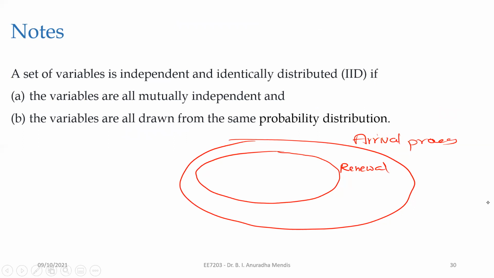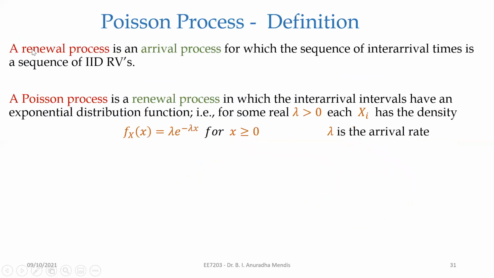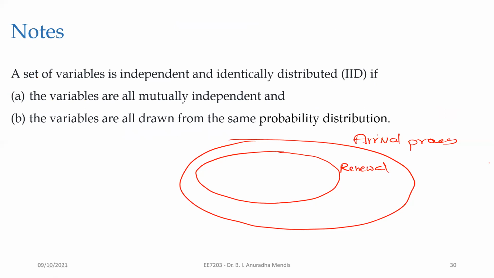Maybe there are some other processes where the interarrival times are not independent and identically distributed. Then they are not renewal arrival processes. So here, all the interarrival times are IID random variables. Only then can we call that arrival process a renewal process. Okay, then the Poisson process is a renewal process, a subset of renewal processes.